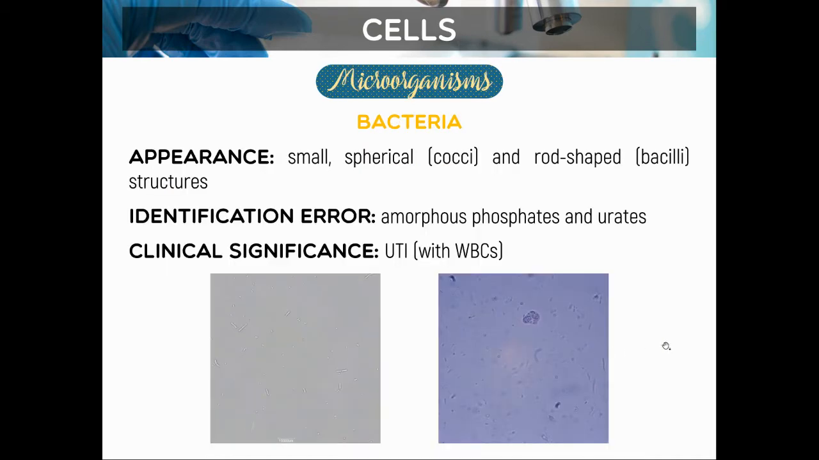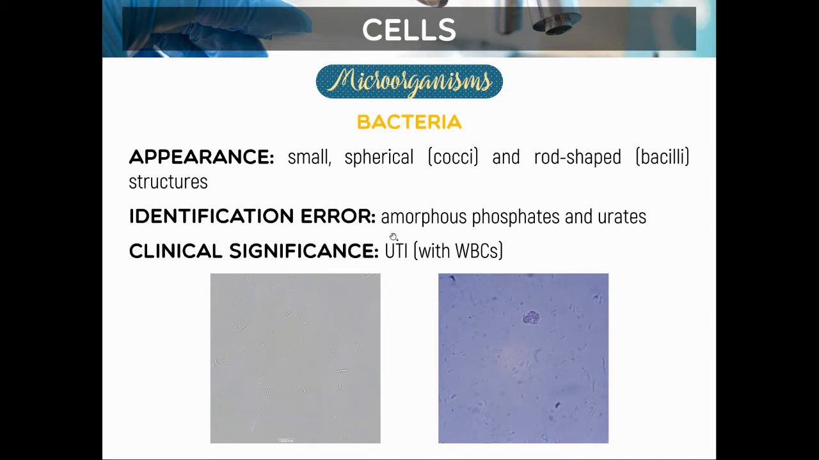And we have here another microorganism. Bacteria, they are small spherical or cocci and rod-shaped bacilli structures. So, ilang identification errors kay amorphous phosphates and amorphous urates tungod kay kanang magkumpul-kumpol kay daghan kaayo. And clinical significance, UTI. Ang bacteria nga responsible for UTI kay usually, it is E. coli. And ang E. coli kay sa iyang morphology, cocci or bacilli? It is bacilli.